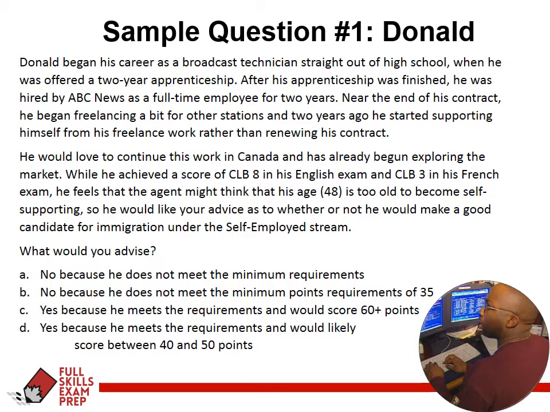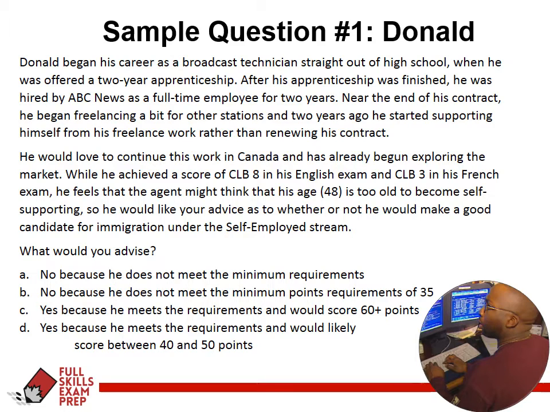While he achieved a score of CLB 8 in his English exam and CLB 3 in his French exam, he feels that the agent might think that his age, 48, is too old to become self-supporting. So he would like your advice as to whether or not he would make a good candidate for immigration under the self-employed stream. What would you advise? And then we have our potential answers.